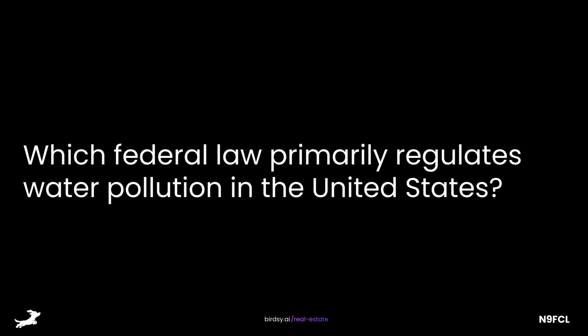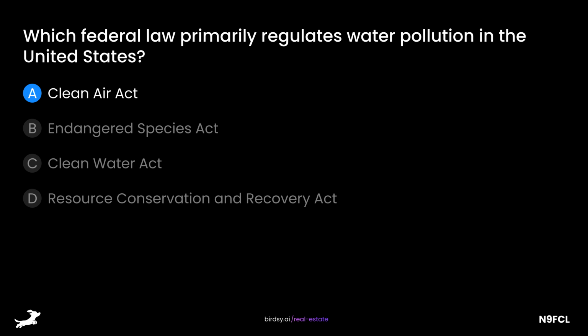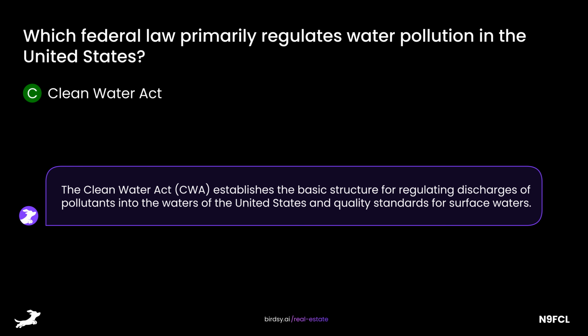Federal environmental laws and regulations. Which federal law primarily regulates water pollution in the United States? Is it A, Clean Air Act, B, Endangered Species Act, C, Clean Water Act, or D, Resource Conservation and Recovery Act? The answer is C, Clean Water Act. The Clean Water Act, CWA, establishes the basic structure for regulating discharges of pollutants into the waters of the United States and quality standards for surface waters.